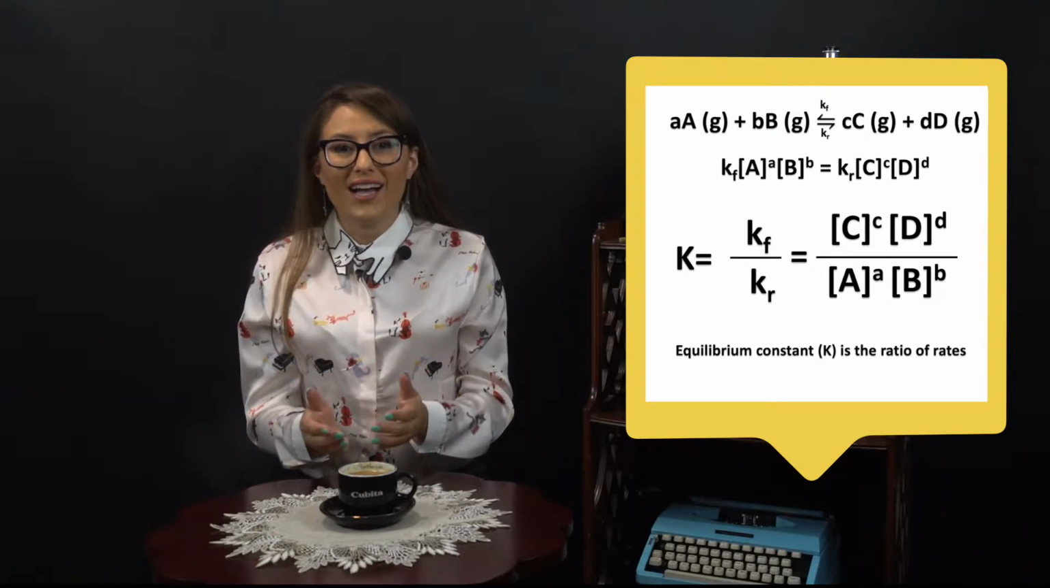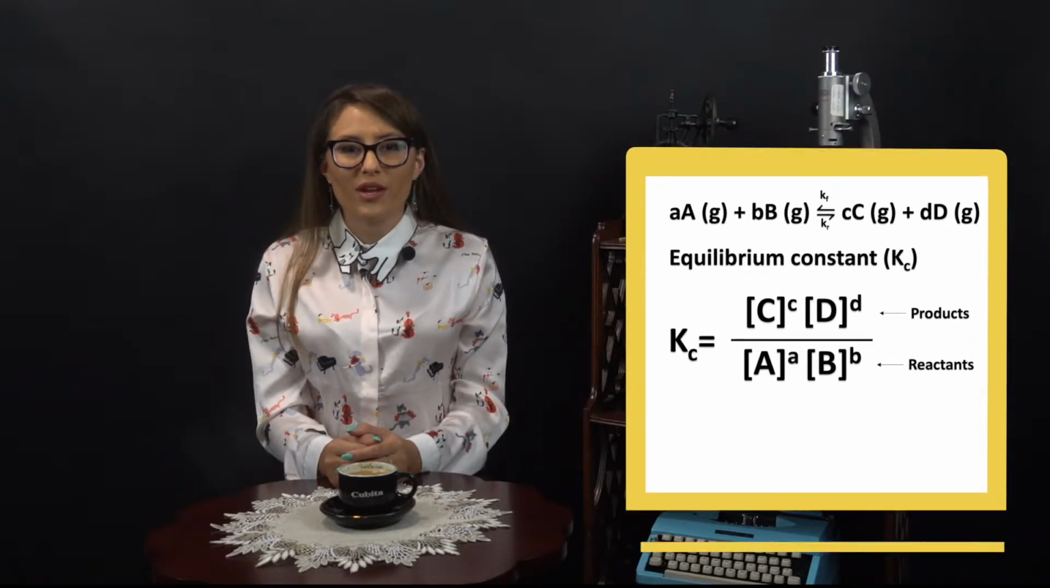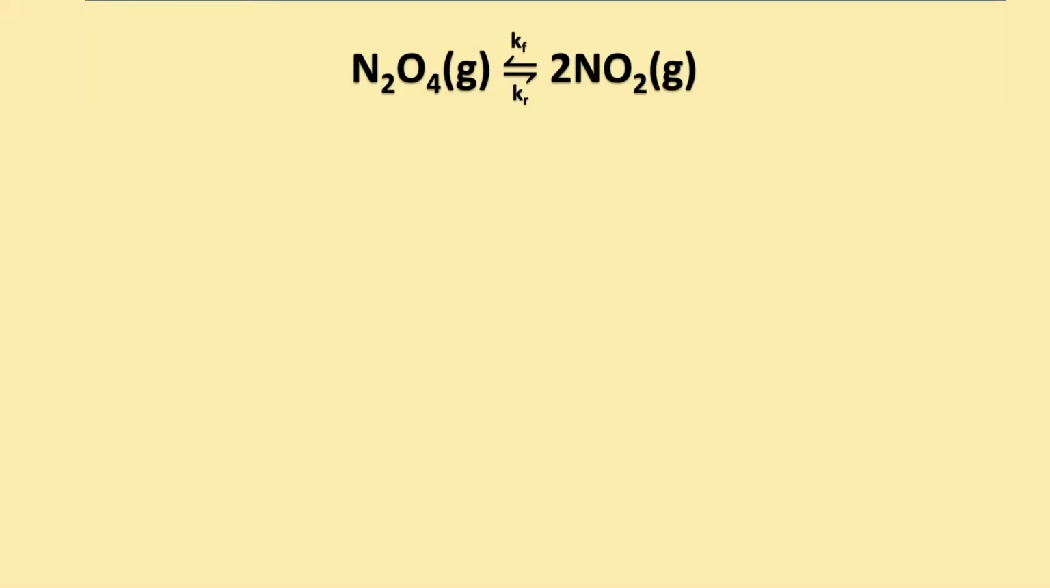This ratio of rate constants is equal to the equilibrium constant, denoted as capital K. The ratio of the rate constants at a particular temperature is called the equilibrium constant and is denoted by a capital K sub C. Let's determine the equilibrium constant for the following reaction of dinitrogen tetroxide to nitrogen dioxide. This is a relatively simple example because we have only one product and reactant. Remember, the double-sided arrow indicates a reversible reaction.